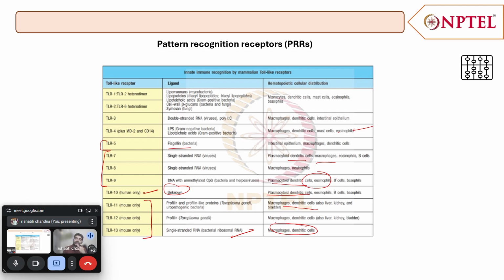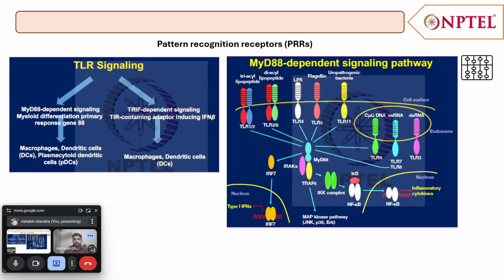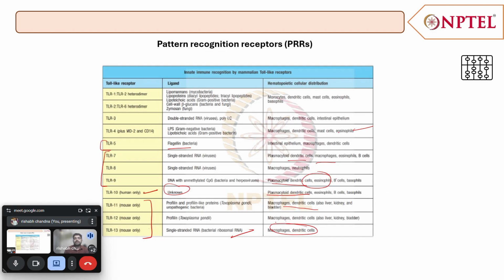This is a bit tricky because you have to learn the function of each TLR and where it is present. Out of these, TLR10 is only present in humans but not in other organisms. 11, 12, and 13 are present in mouse only, and the other TLRs are generally present in all of the higher mammals. So how they actually function, the signaling. If there is any doubt, you can ask on this particular slide.